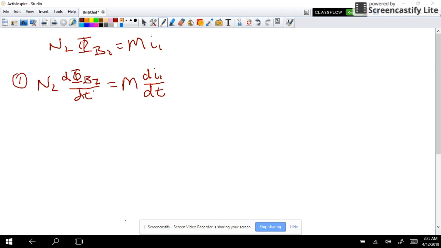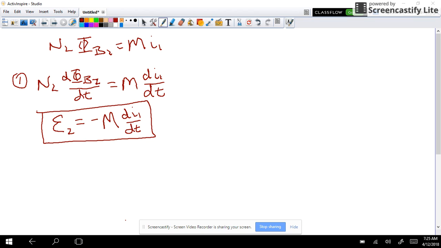Well, this left-hand side we just recognize as the EMF in coil 2, right? That's the negative of the EMF in coil 2. We replace this with E2, and we can say that E2, or the EMF generated in coil 2, is just equal to the negative of the mutual inductance times di1 by dt. Awesome. So we can figure out what the EMF in coil 2 is if we know this proportionality constant, the mutual inductance, and we know what the time rate of change of the current is in coil 1.